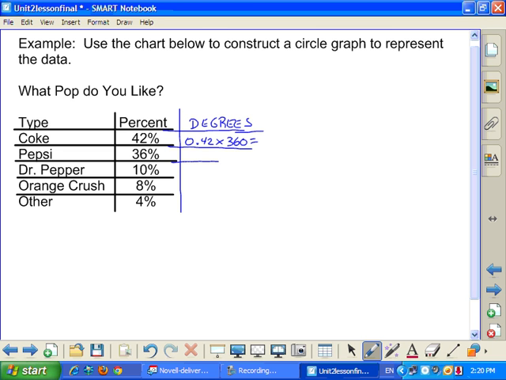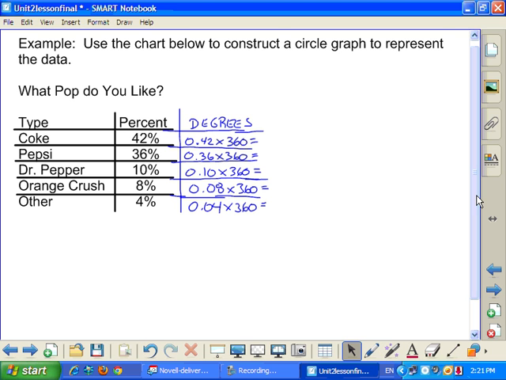I'm then going to take the 36%, the 0.36, multiply by 360, then 0.10 times 360, and each of these calculations is going to tell me how many degrees of the circle each of these pieces of data should receive. I'm going to pause it in a second here to do the calculations, so you don't have to watch me use a calculator, and then we're going to come back and talk about how we're going to construct this. So, back in a second.